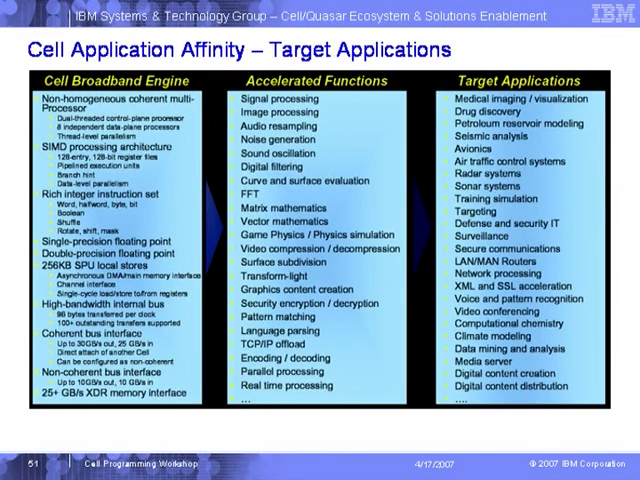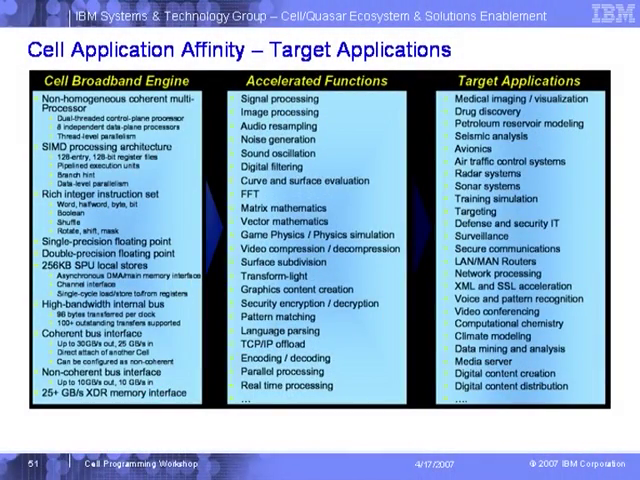Application affinities. This is the kind of application we look at. These are features on the left panel here. You have different features of the Cell, and this is the kind of function that we believe could be accelerated, could be improved, could run faster on the Cell. And here they belong to different groups of applications.